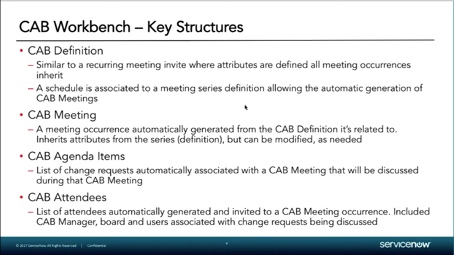Associated with that CAB meeting will be agenda items. Those are change requests that match certain filter criteria that have been defined within the CAB definition record, inherited in the CAB meeting record, and that filter criteria is used to not only generate the agenda that will be discussed within that CAB meeting, but also to identify and notify the attendees that will attend that meeting.